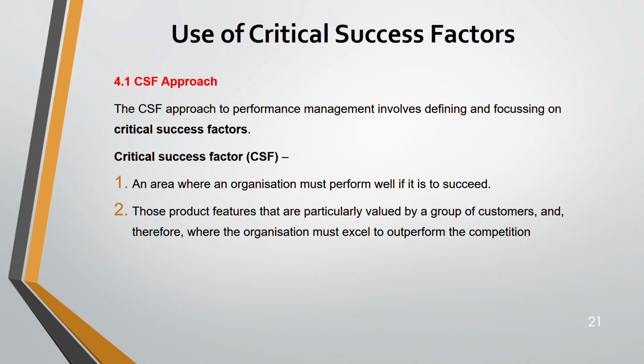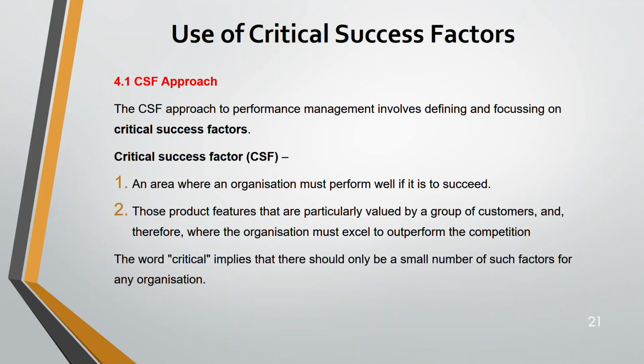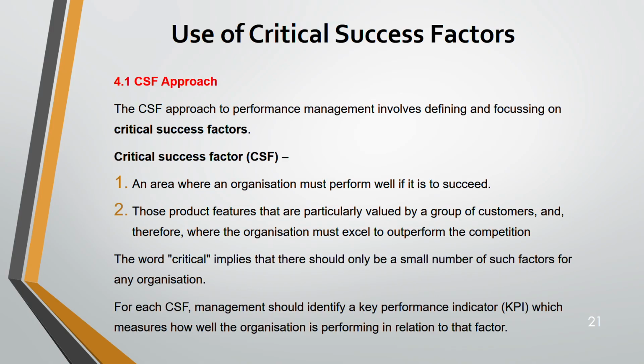Number two, these are those features that are valued by the customer, and customers are willing to pay more for these factors. So in this area, you have to outperform your competition. Critical means a very small number of factors. You can't have 10 or 15 CSFs, maybe 2 or 3. After you identify your CSFs, you have to identify your key performance indicators to measure those CSFs also.